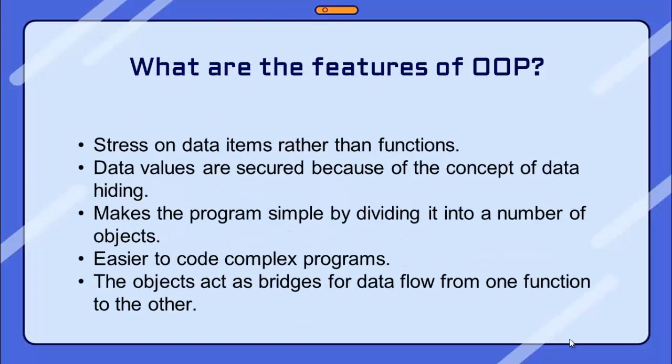What are the features of OOP? Stress on data item rather than the function. Data values are secured because of the concept of data hiding. Makes the program simple by dividing it into a number of objects. Easier to code complex programs. The object acts as a bridge for data flow from one function to another. You can write any two features.